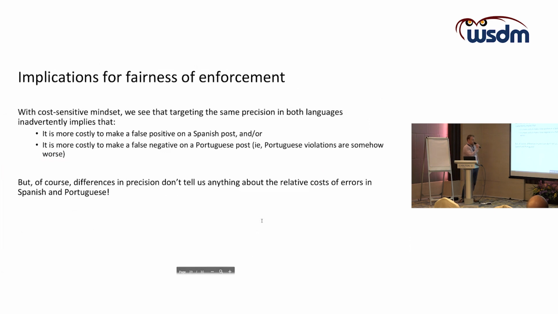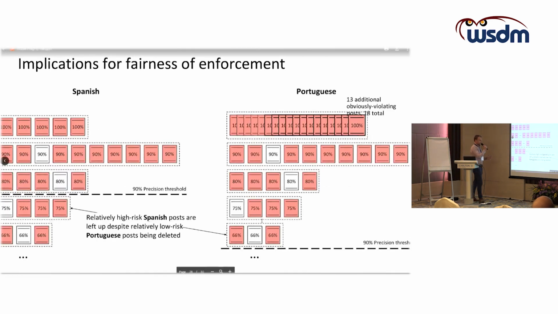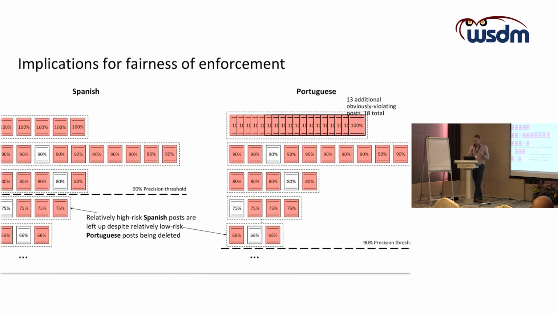Now, with a cost-sensitive mindset, we can think about what would need to be true about our costs for these different thresholds to be cost minimizing. Well, the Spanish threshold is higher. For that to be cost minimizing, it must be the case that Spanish false positives are especially costly, more costly than Portuguese false positives, or Portuguese false negatives are especially costly, more costly than Spanish false negatives. So maybe Portuguese violations are especially bad somehow. But of course, all I've told you about this problem is that Portuguese has more obviously violating posts. So we've learned nothing about the severity or anything. But if we just naively apply precision thresholds, we get this unfair scenario where we're treating Portuguese false negatives as more costly, or Spanish false positives as more costly.